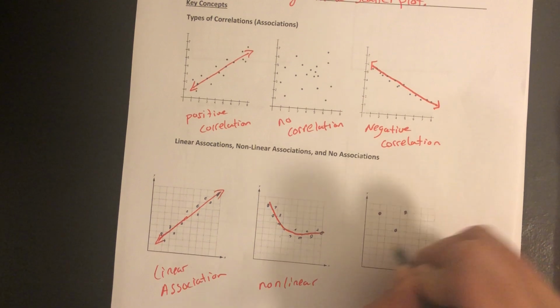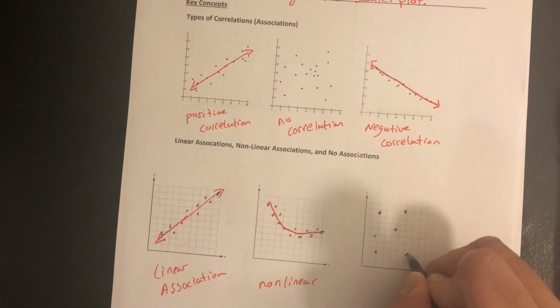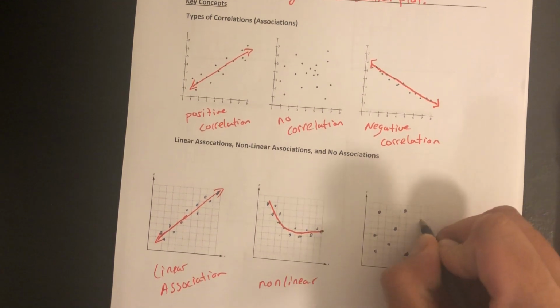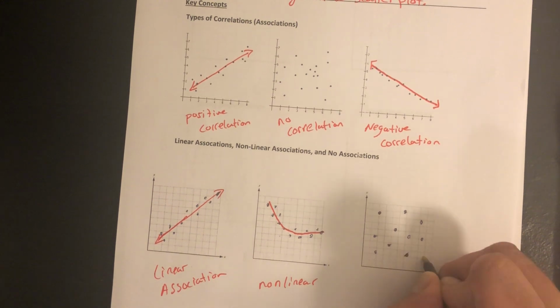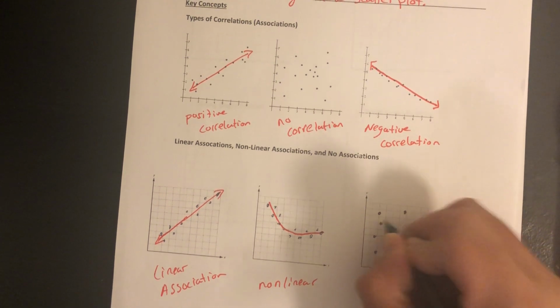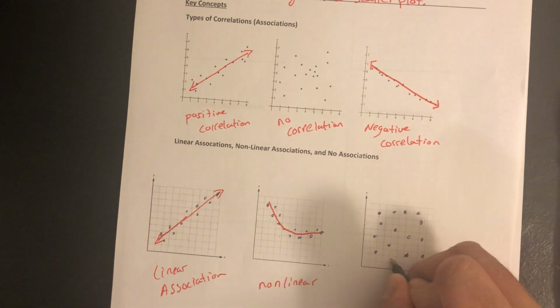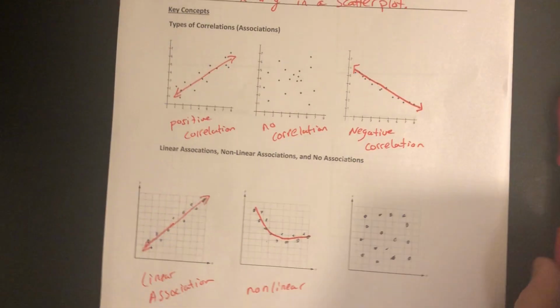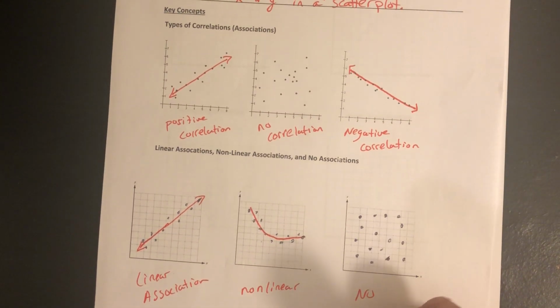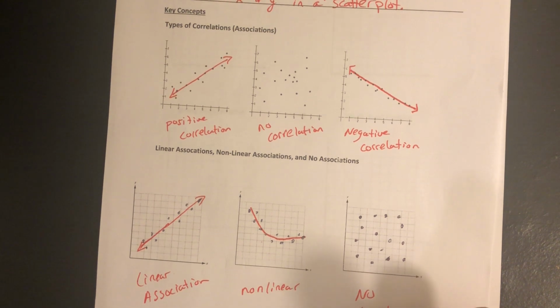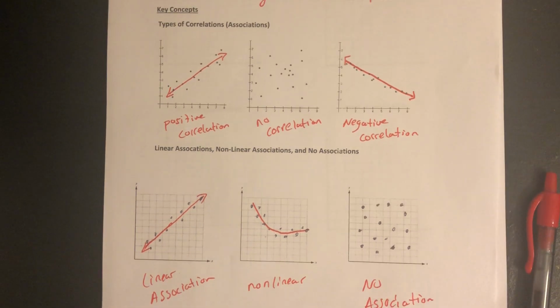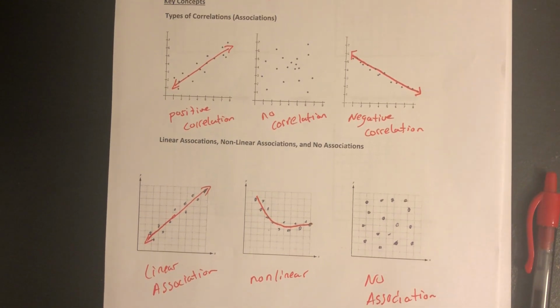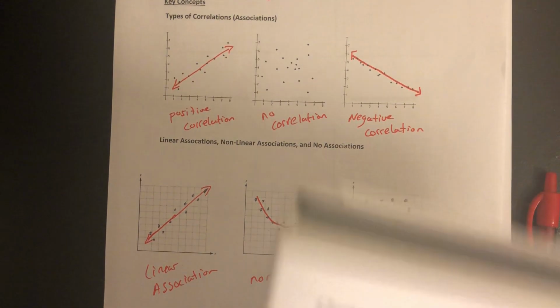That's basically random points everywhere, which we also know as no correlation. There's no pattern. It's not curving. It's not going in a linear direction. None of that. So we will consider that to be no association, or you could just say no correlation. Okay? Now, just to show you a few examples, this is from 8th grade math.